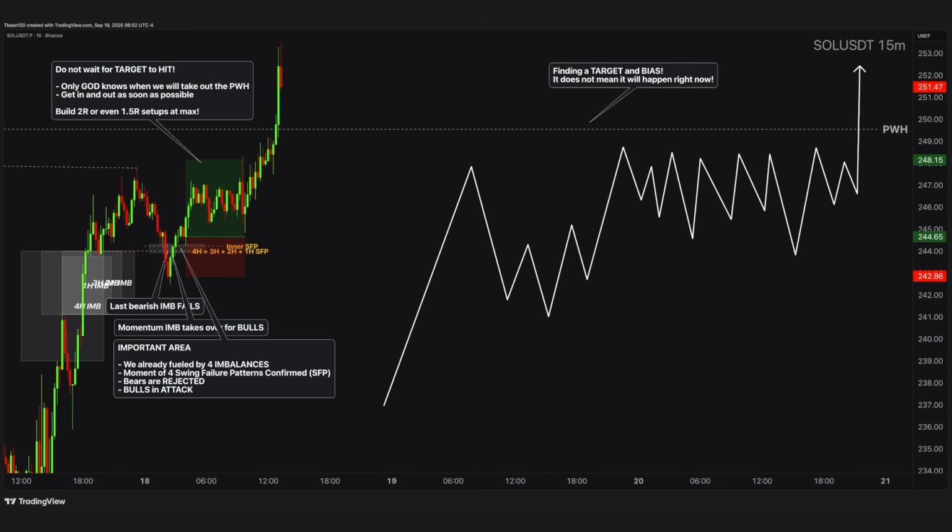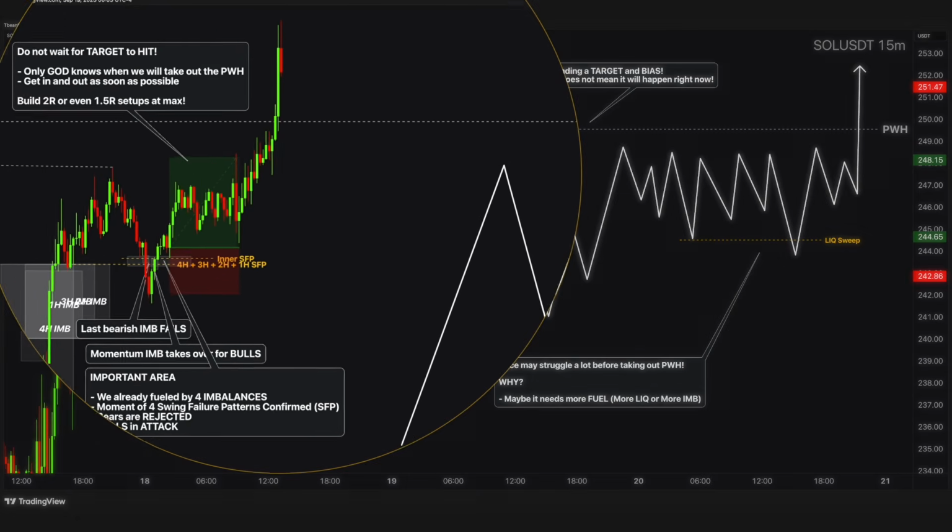Here's the problem. Even when we see a clear target, the challenge is that we never really know when the price will actually get there. Sometimes it can take several hours, and other times it might even take days. The reason behind this is that price often looks for inner liquidity or one last bit of inner fuel or even an inner imbalance before making the final push.